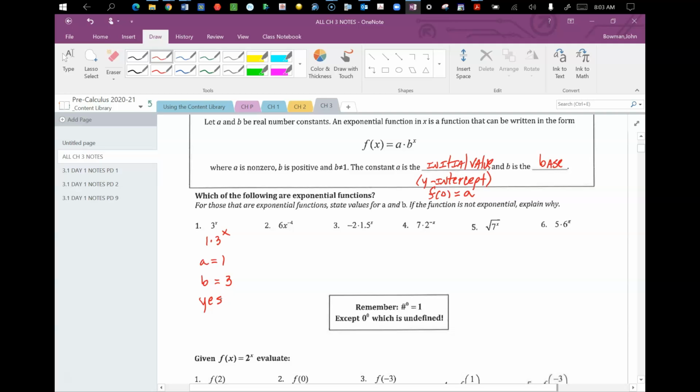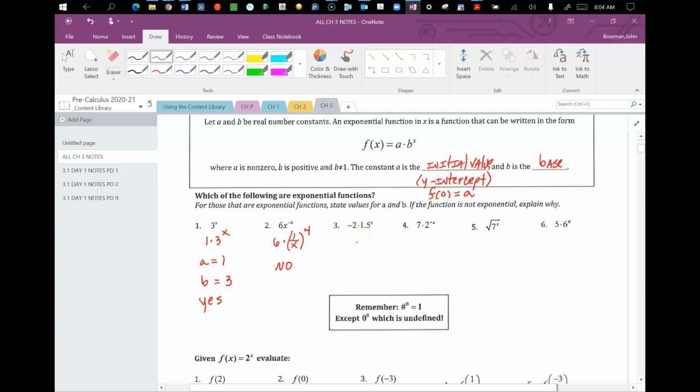Number 2, 6x to the negative 4 could also be written as 6 times 1 over x to the 4th power, property of exponents. Well, if you look at that one, you would have an a value of 1, but your exponent is a constant, and in an exponential function, the exponent has to be the variable, and your base would be a variable in this example, so this is not an exponential function.